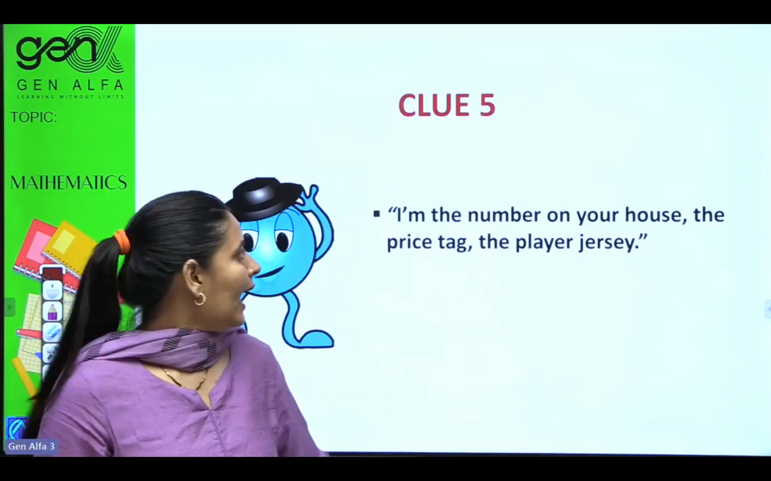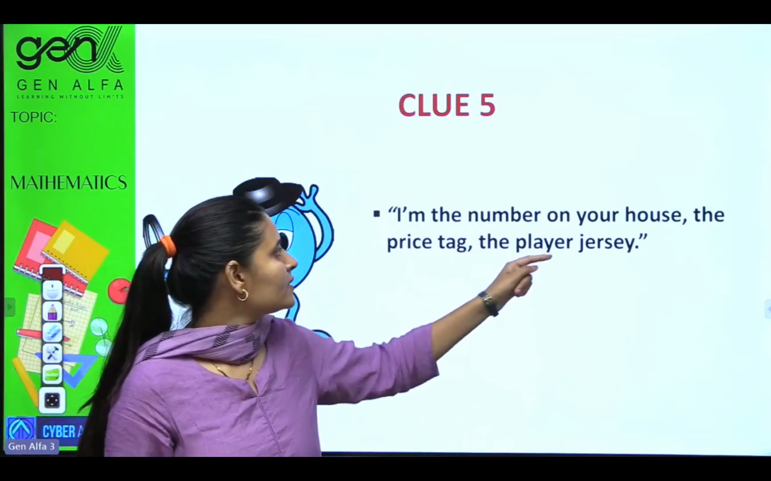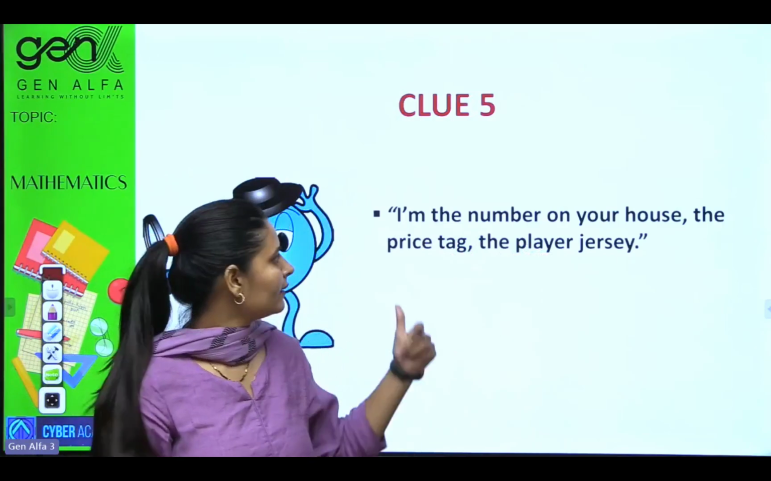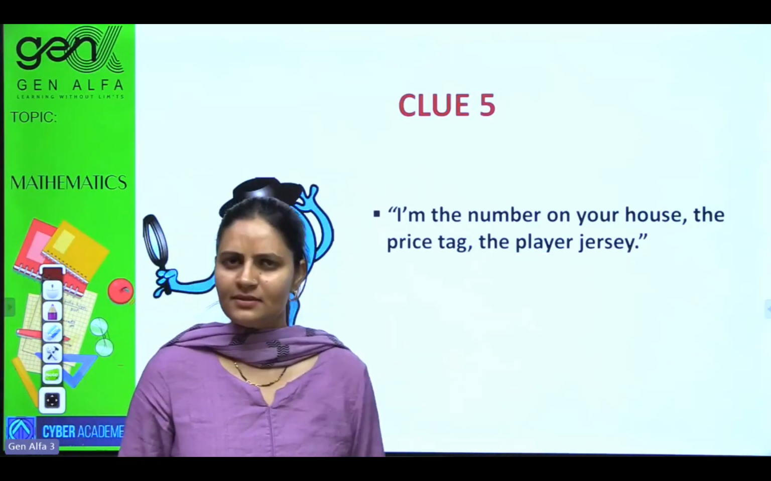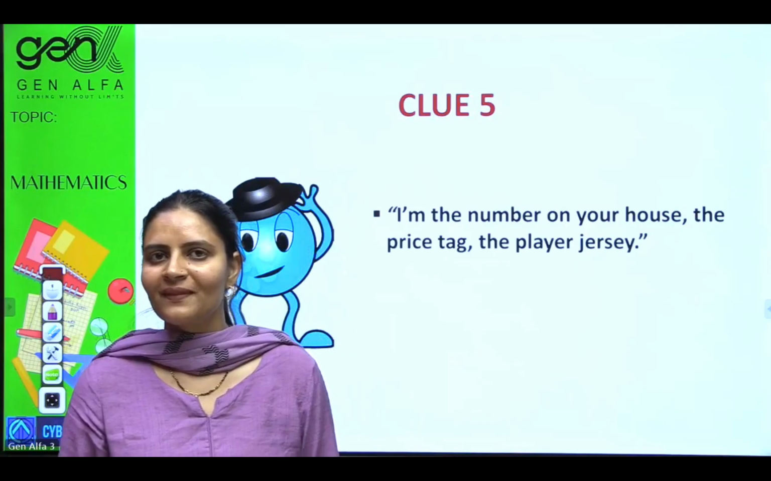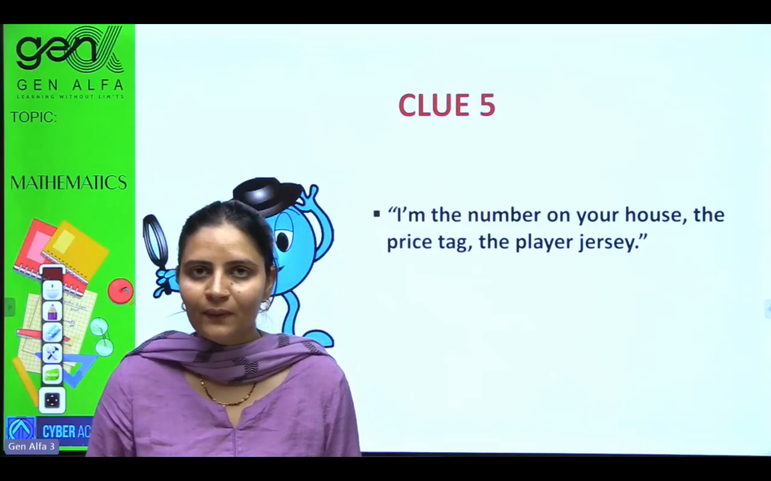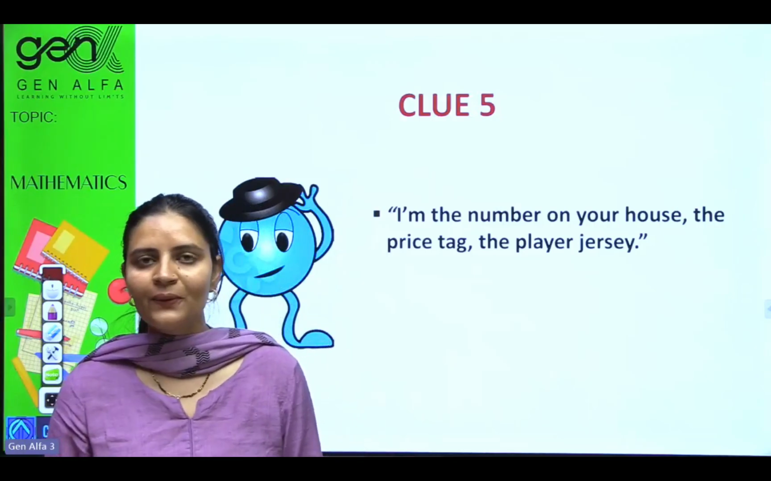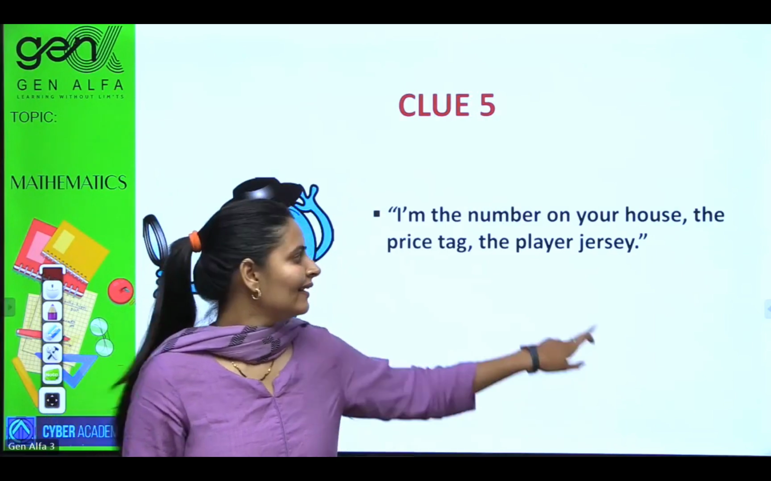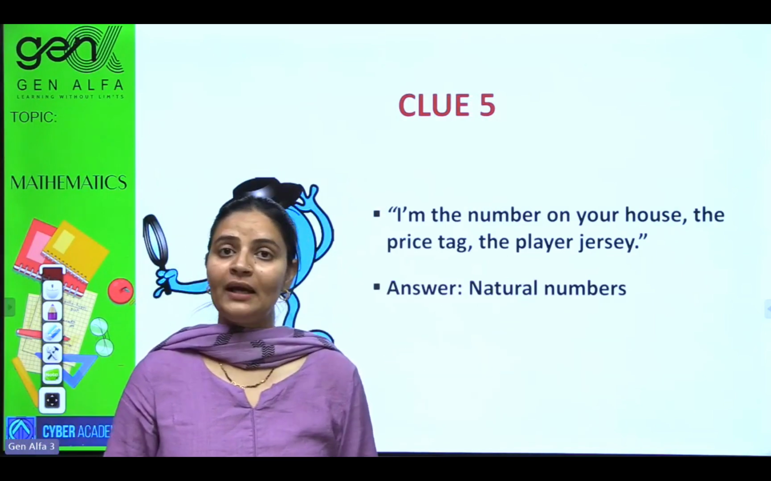I am the number on your house, on the price tag, on the player jersey. Is it zero? No. The player jersey number is not zero. The price tag cannot be zero. So what would it be? Natural numbers. It could be any of 1, 2, 3, 4, 10, 20. Yes.